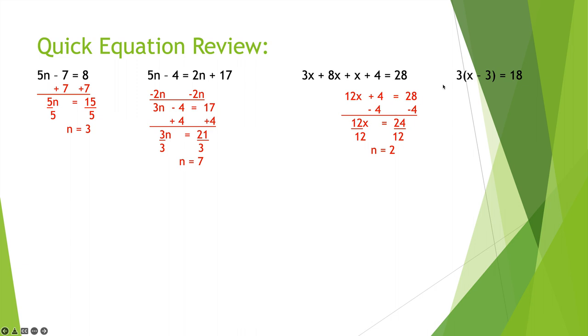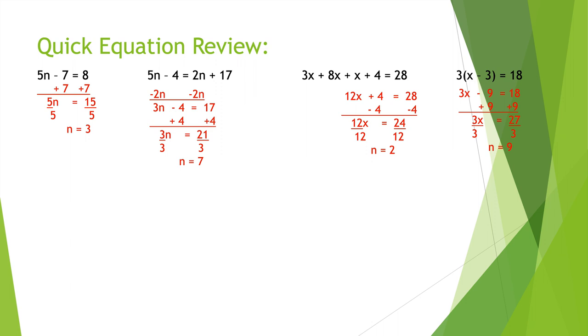And in the last case, I wanted to make sure that you realize whenever you see a number outside the parentheses like this, you're going to distribute that number. So that gives 3x minus 9 is 18. Add 9 to both sides. 3x is 27. Dividing by 3, x is 9, or n is 9, whatever it says. So here's the deal.